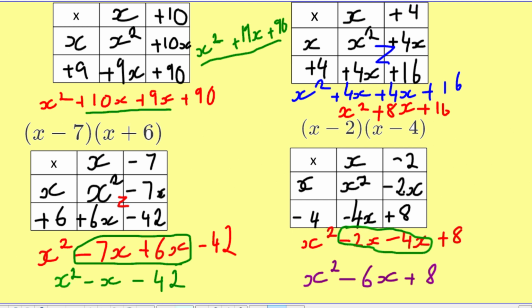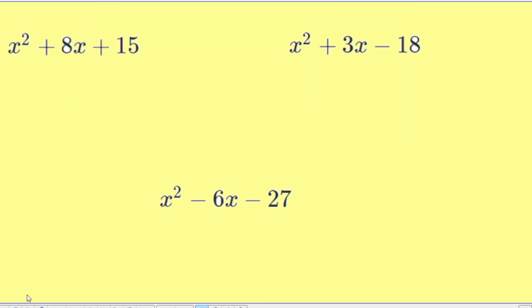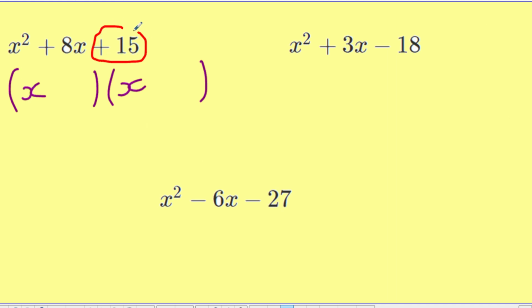Okay, so that's expanding. Next, we're going to look at factorizing. So factorizing is the opposite of expanding. Basically, what we're doing then is trying to put back into brackets. So when we're factorizing a quadratic, first thing we need to make is x squared. So to do that, we put an x here and an x here. So the trick to this now is we need to find two numbers that multiply together to make 15 and that add together to make 8.